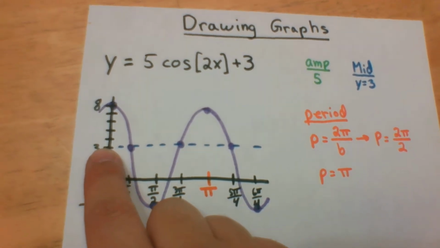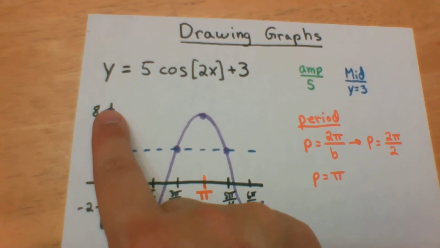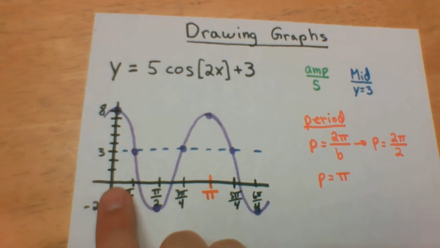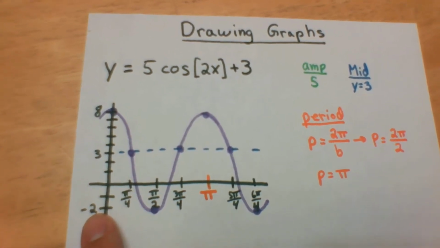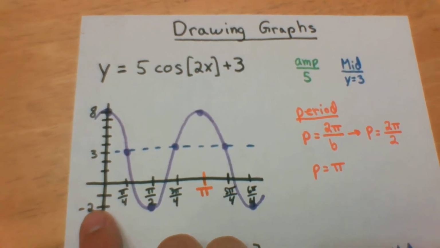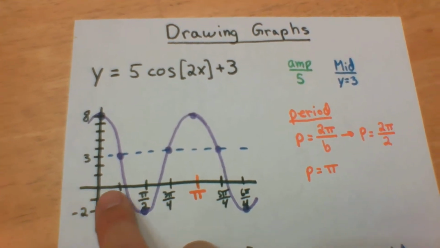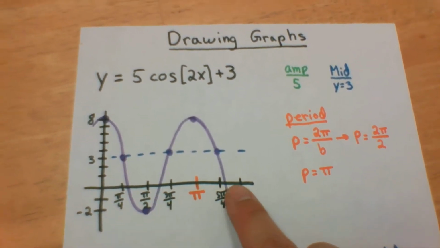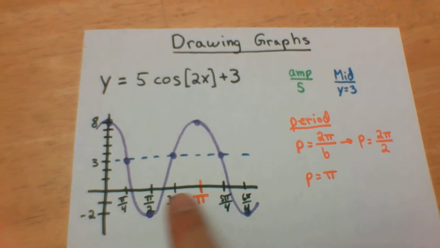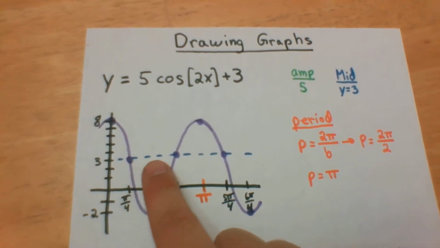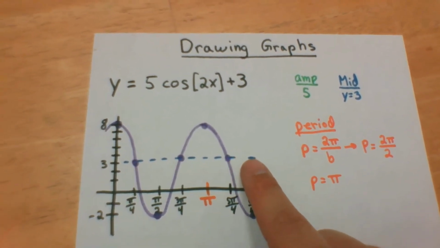From 3, we're going to go up 5, which means that'd put us at 8. And we're also going to go down 5, which would put us at -2. All right, you can label your y-axis then. That tells you where your x-axis is. But we can't fill that out quite yet, but you can then put the dashed line on the midline.